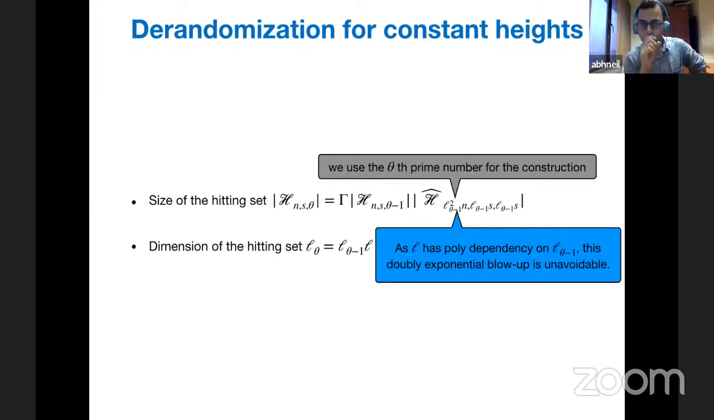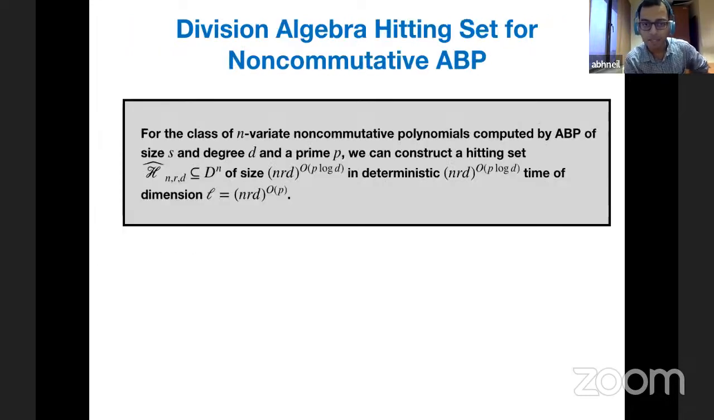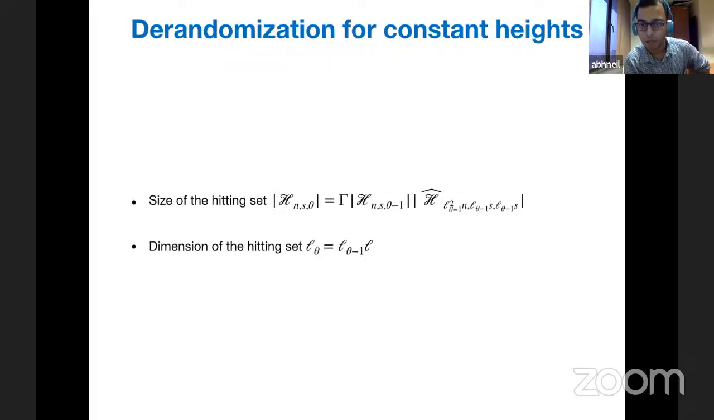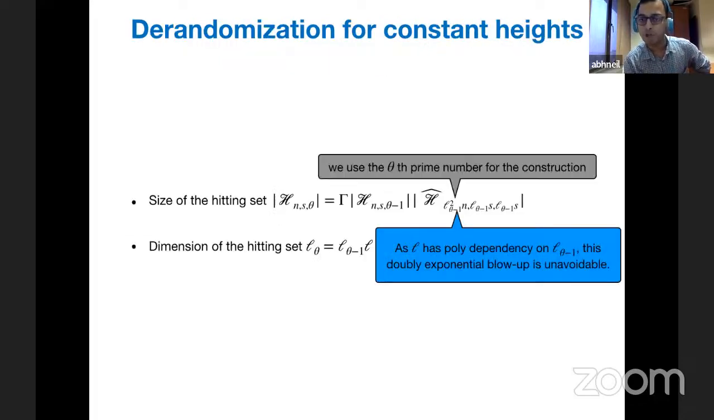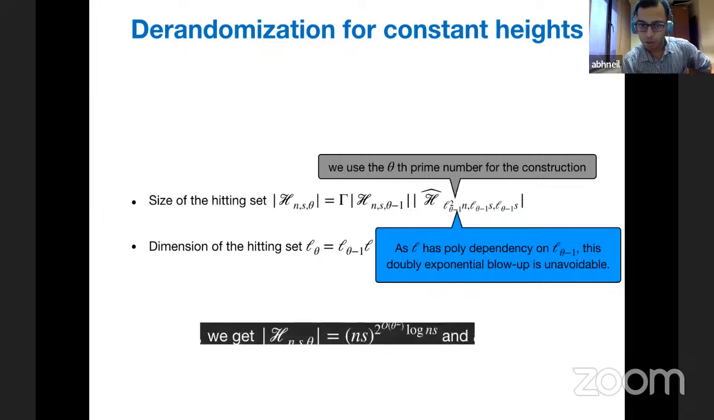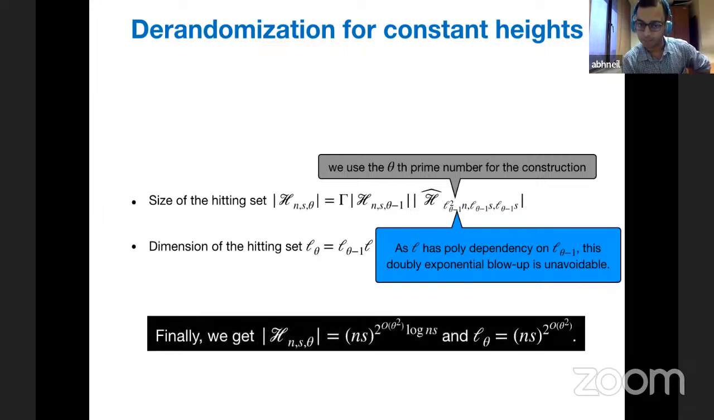Okay. So now notice that in the previous theorem, the dimension is (nRd) whole power order p. So here L has polynomial dependency on L theta minus 1, because the number of variables, width and size, everything involves this L theta minus 1. So we get a doubly exponential bound here on theta. So the final bound we get here, HS theta, is like bounded by a raised to the power 2 to the theta.